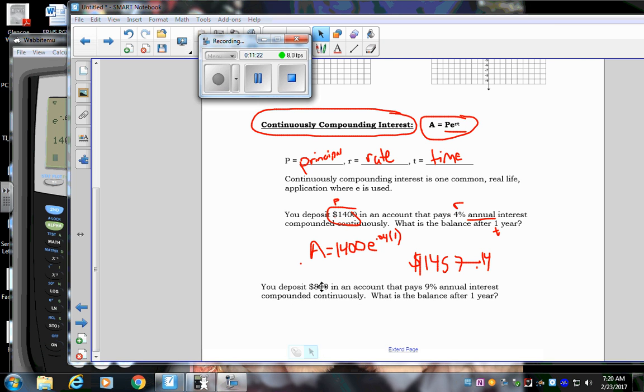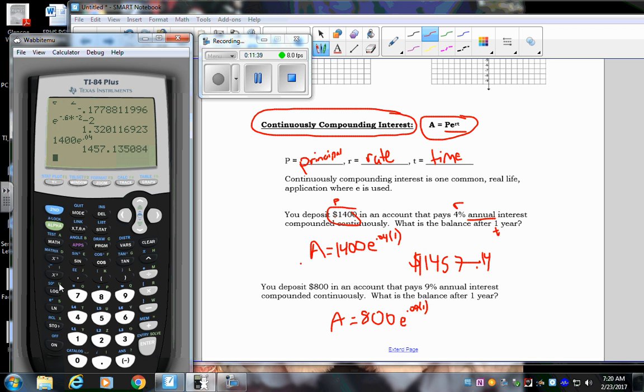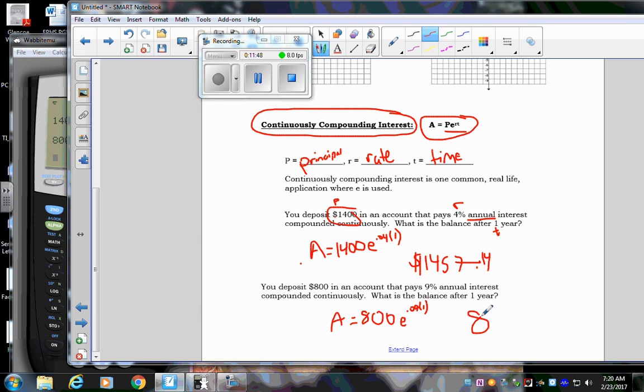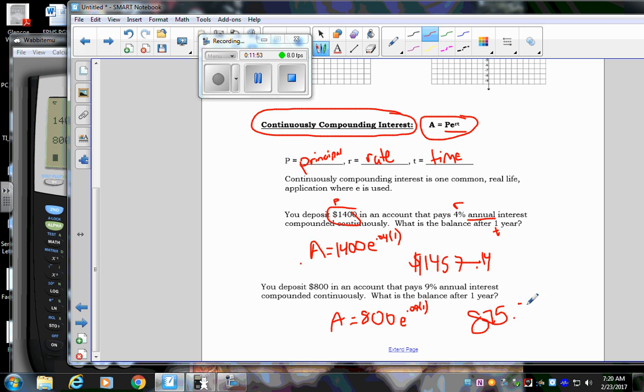Okay, depositing 800, that's my principal. It pays us 9%, 0.09 after 1 year. So we'll get into some more, a variety of these types of problems later in the unit. So we have 800 e to the 0.09. $875.34. All right, and that is all.